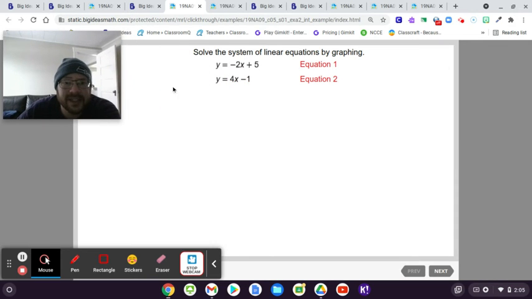So to solve something like this, y equals -2x plus 5, the first thing you want to do is graph y equals -2x plus 5. So the y-intercept is 5.